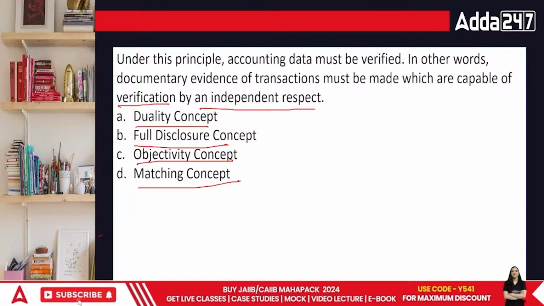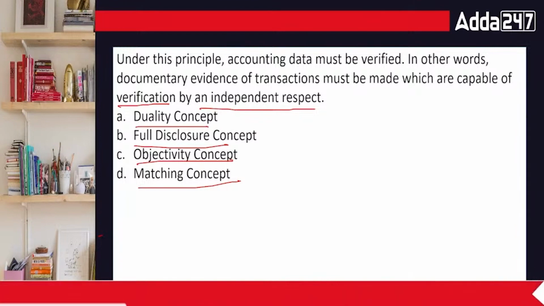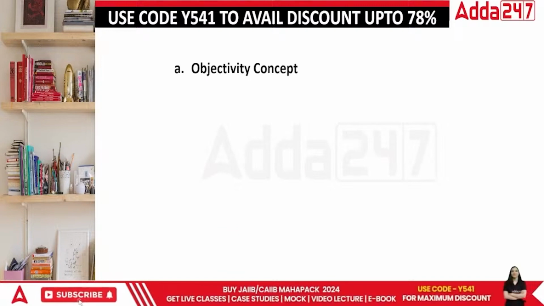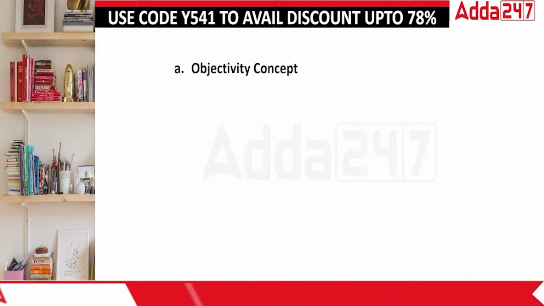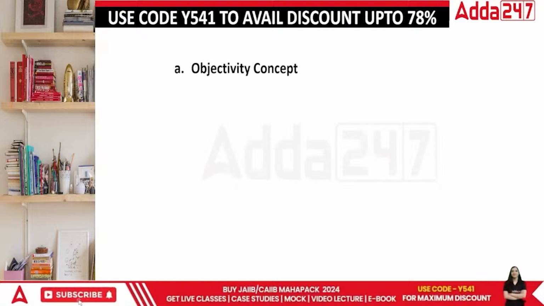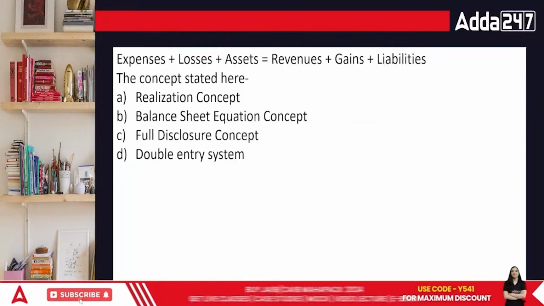Then, so what should be the answer in this case? The answer is objectivity. The objectivity principle clearly says if you say that the expenses this or expenses that, you need to prove it as well. If you cannot prove it, then what's the fun? You need to prove that part as well, na? Done, everybody? So let's move on to the next question.